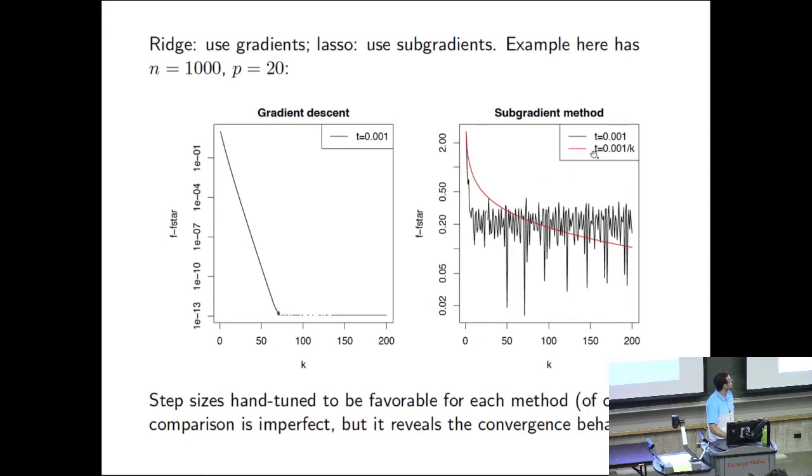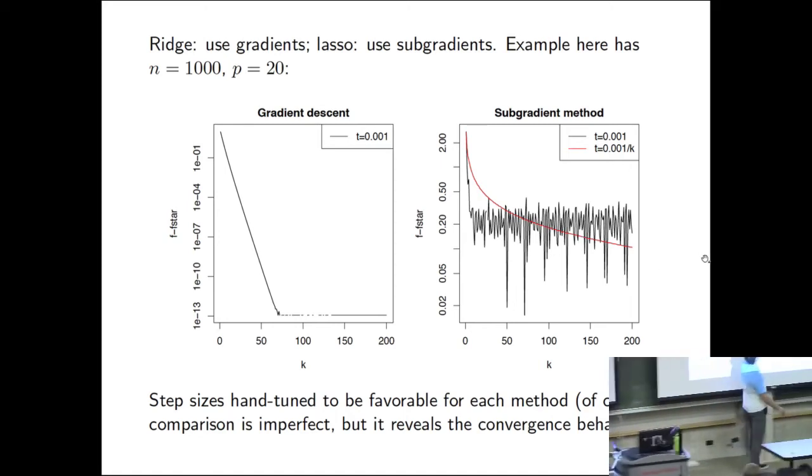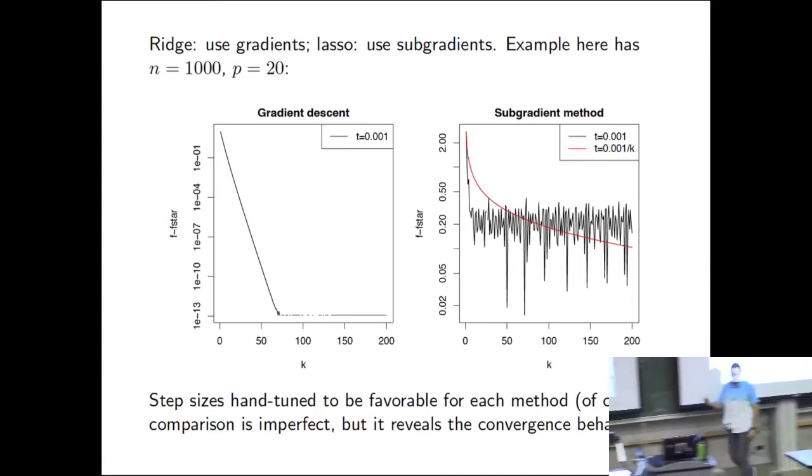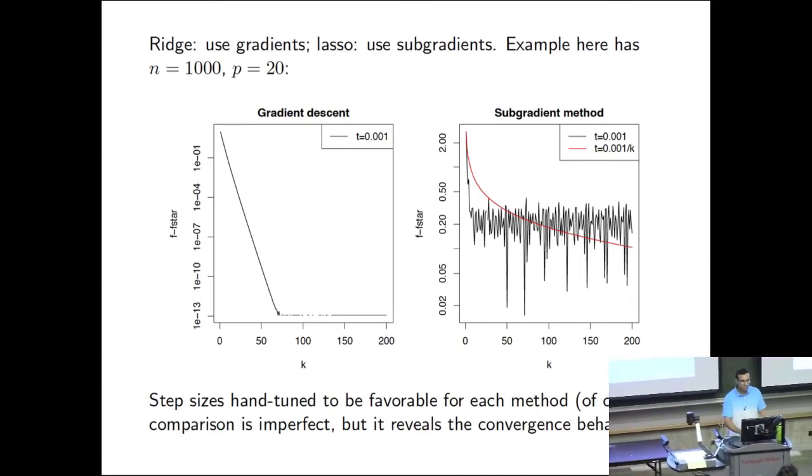And I looked at two different choices for the subgradient method. One was fixed step sizes, and I chose it to be as big as I could before it started diverging. And the second was these diminishing step sizes. And I chose this again to be kind of favorable. So this one is fixed at 0.001. That's this black line, which we see is just bouncing around some value, which according to our analysis is no more than G squared times t over 2. And this is what I get with diminishing step sizes in red. I get this slow convergence rate compared to what happens for gradient descent.